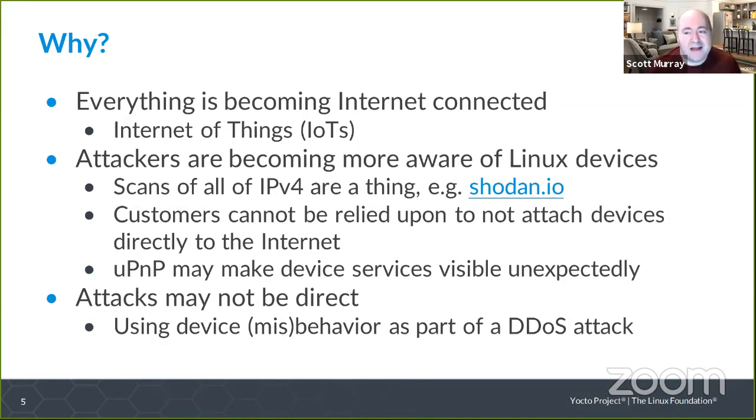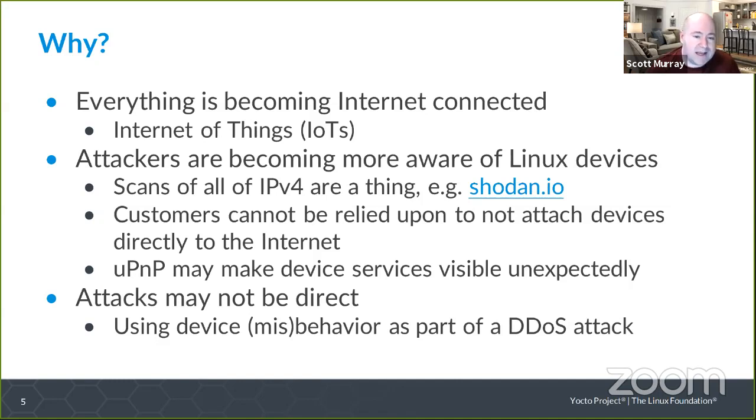Why do we need this these days? Basically, it's the classic story of everything becoming connected to the internet, the classic Internet of Things that popped up 10 years ago. And of course, attackers are now becoming more aware of Linux devices exposed on the internet. There are commercial services that regularly scan the whole IPv4 address range looking for devices. And there are papers published where grad students do this just to measure the ecosystem. So it's not something that's unusual. Things will be found if they're on the internet and vulnerable.